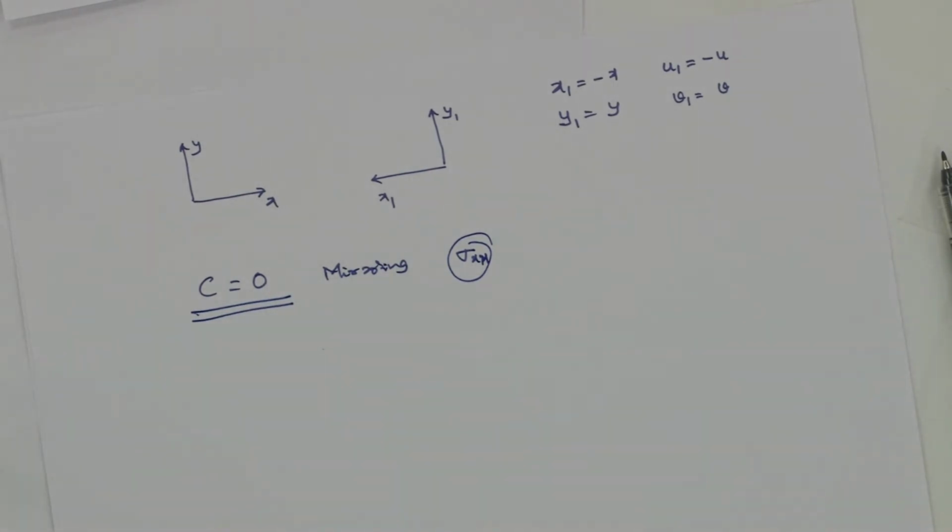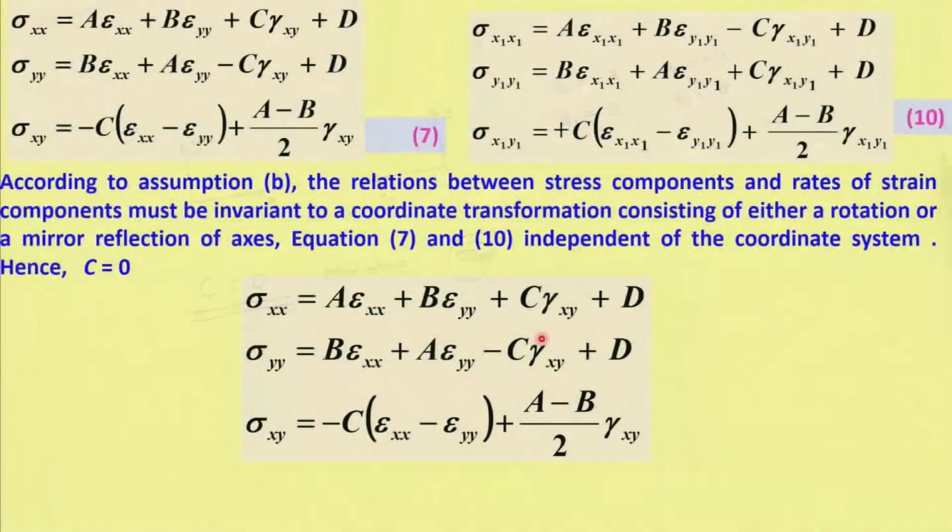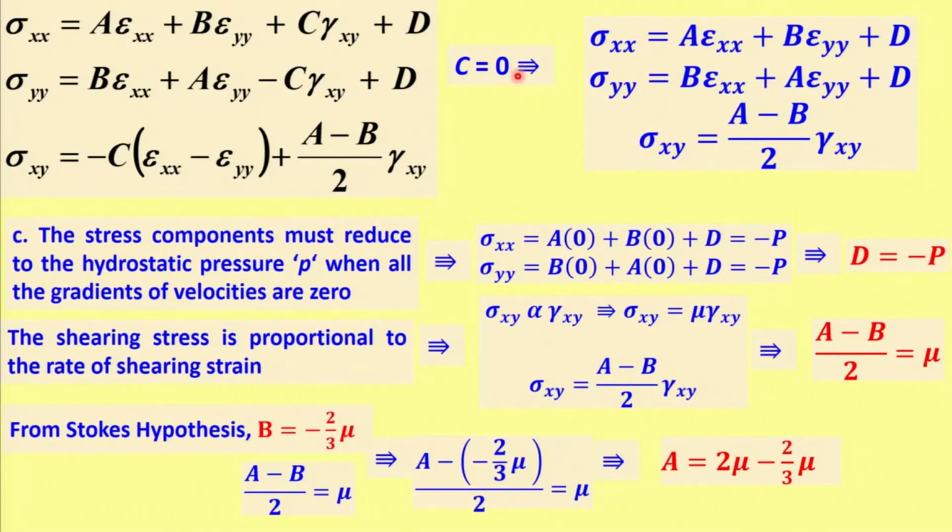So getting back to slides again, you get that c equal to 0. If you substitute, you can see here it is just the same. So you get sigma xy equal to (a minus b) by 2 into gamma xy. Now what does the other assumption say? Stress reduces to pressure when all gradients are 0. So if I make all gradients 0, that is epsilon xx, epsilon yy, gamma xy, this is epsilon xx, epsilon yy, if I make 0, I get d equal to minus p.